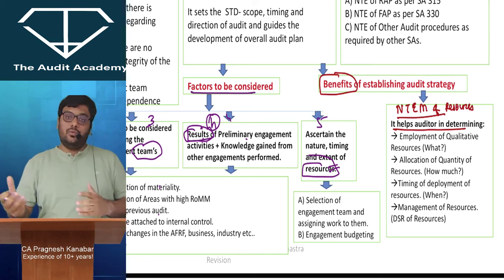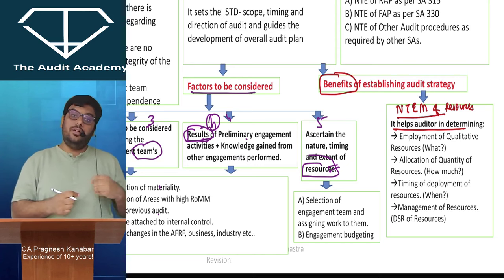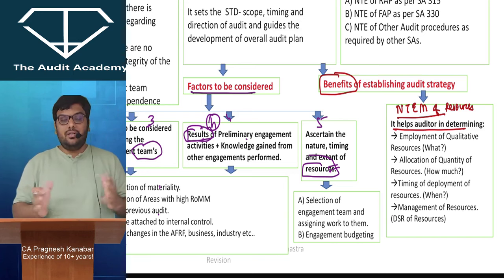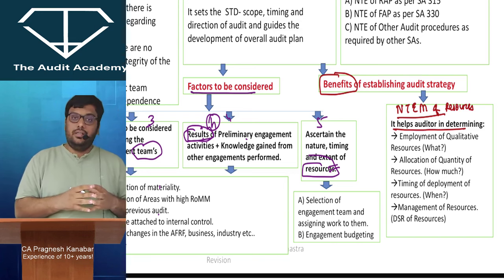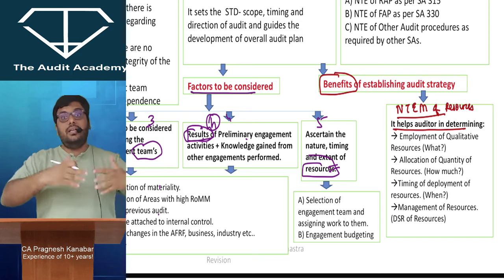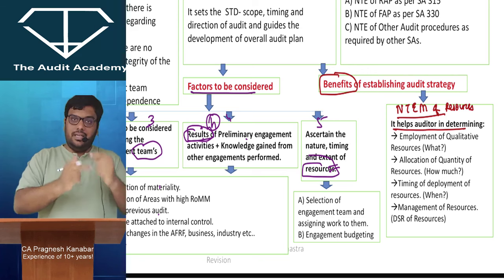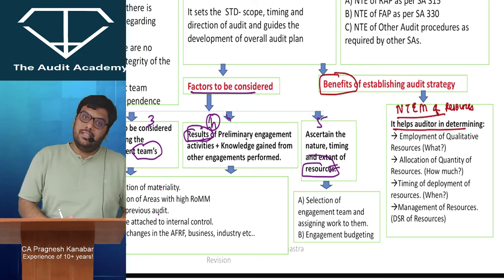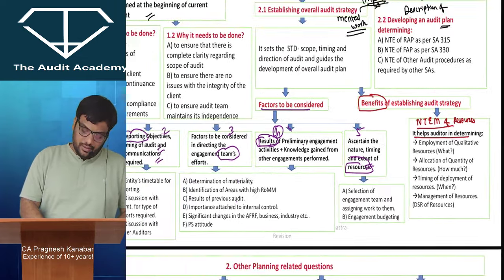That is, nature of resource: what kind of resource do I need, what kind of qualitative resource do I need. Timing: when do I need it. For example, in stock audit you need a large number of employees. Extent of the resource: stock audit on 31st March, when do I need it, extent, a large number of employees. So nature, timing, extent gets covered in that stock audit example. And then management of resources, that means DSR of the resource: directing, supervising and reviewing the resources.